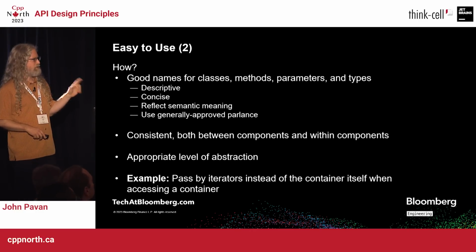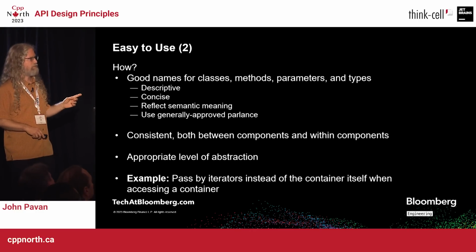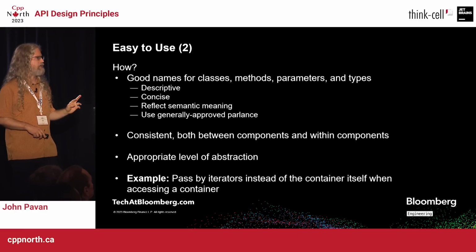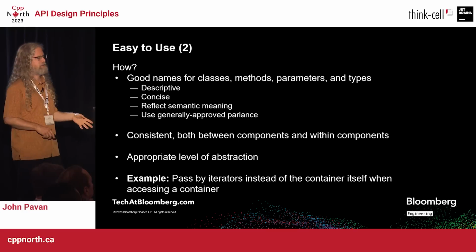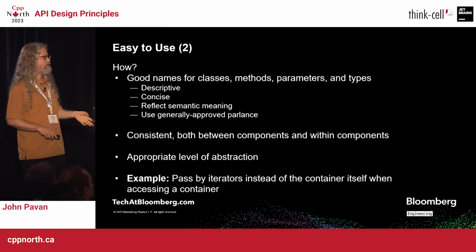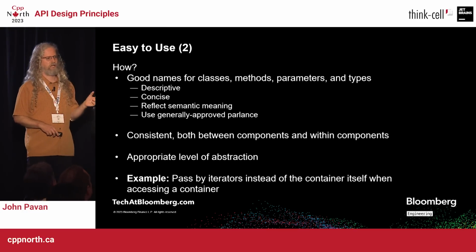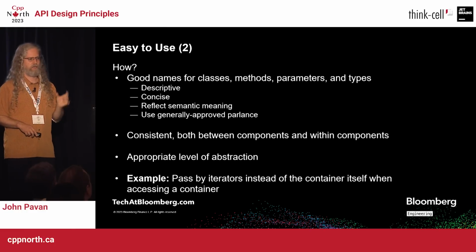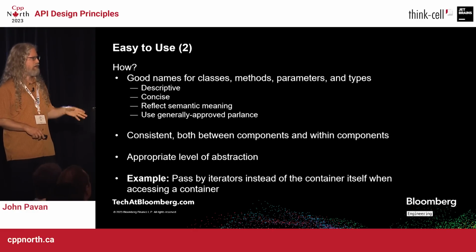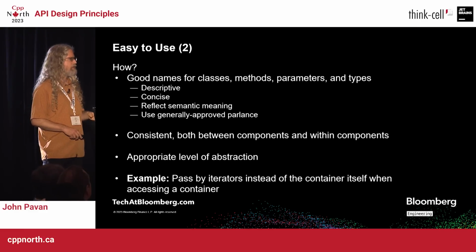So you should try and be consistent with your naming, both between the components that you're providing and within components. You want to try and use an appropriate level of abstraction. My favorite example of this, which I will mention at least one more time in this talk, is that if you have a library that's written for a web server, it should be talking about connections and HTTP headers, not sockets. If you're talking about sockets and your web server, you have probably done something a little bit wrong.